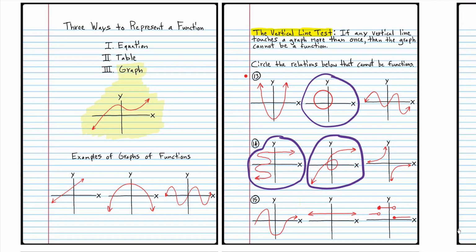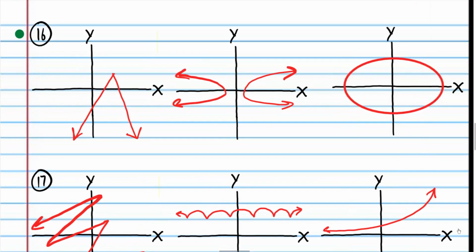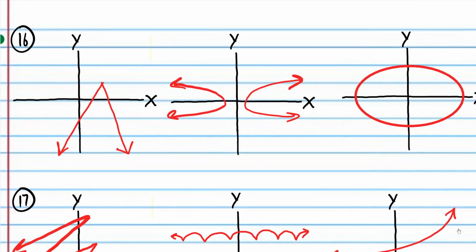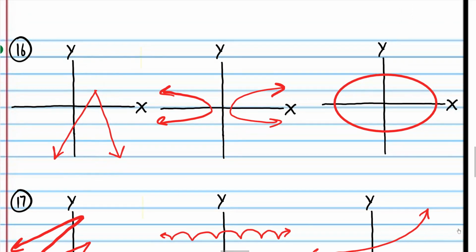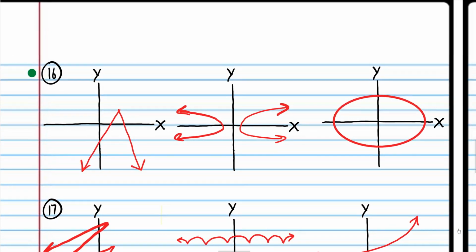So I want you to take a picture of these pages here, and I want you to try number 16. Draw vertical lines and make sure that those vertical lines only touch one time. If they touch the red graph more than once, that means that the graph cannot represent a function. So try 16. When you come back, we'll do it together.